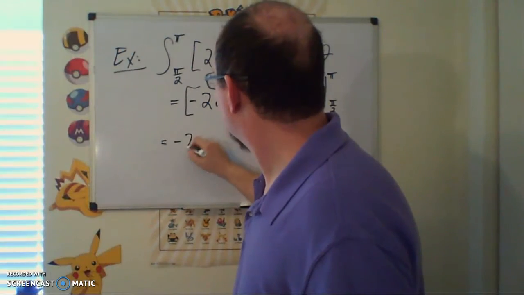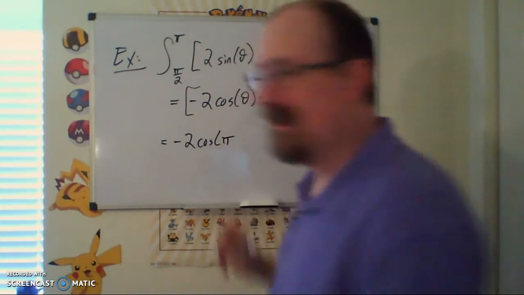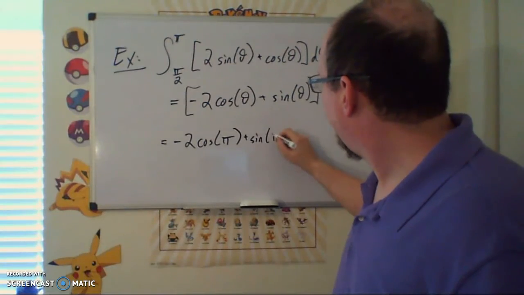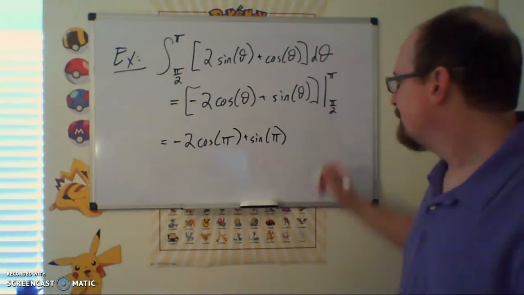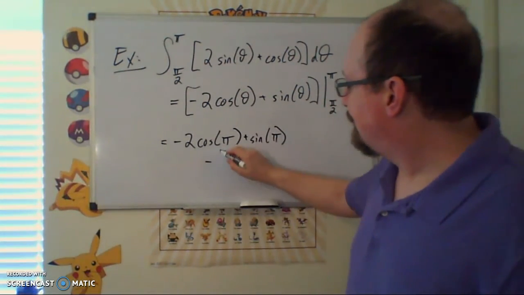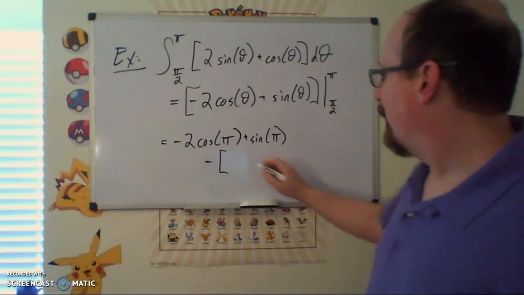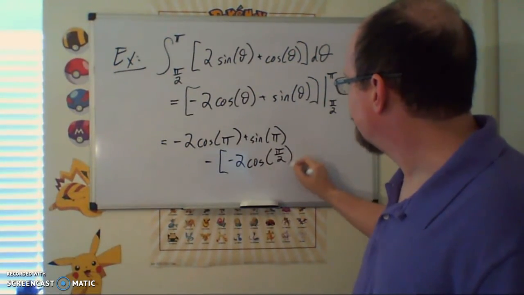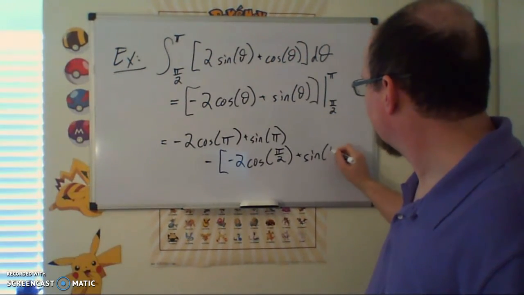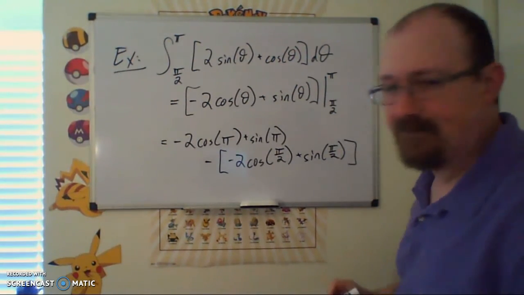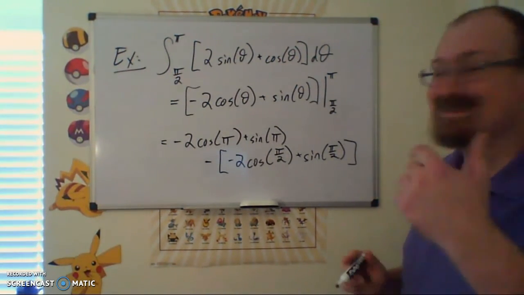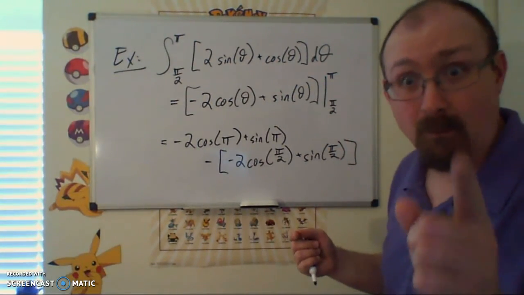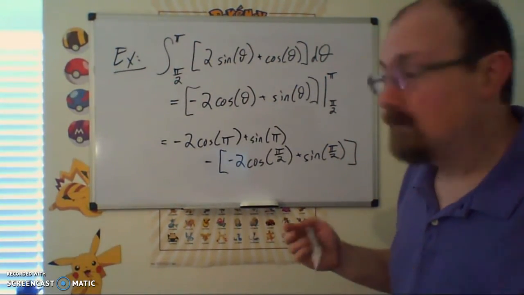All right, so I'm going to be a little careful here. So negative 2 cosine of pi plus sine of pi minus, sorry, I'm short on space here. I'm not going to try to wedge that in. So we have negative 2 cosine pi over 2 plus sine of pi over 2. Okay. Now, by design, if you evaluate these things in your calculator, make sure you're in radian mode. Remember, we do calculus with radians, people.